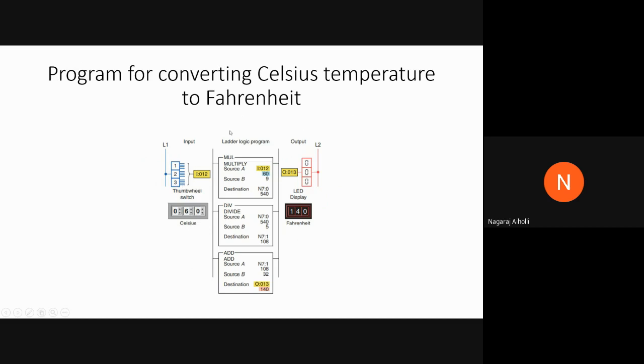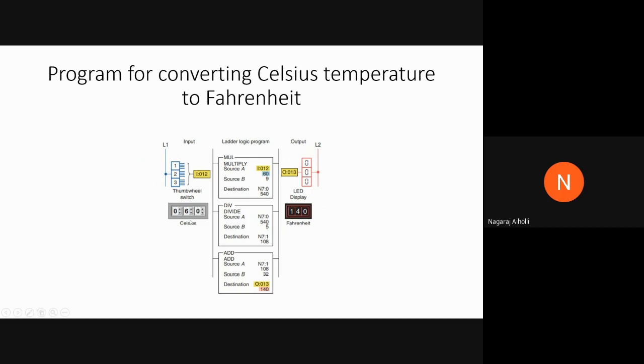This temperature has to be converted into Fahrenheit. How does the conversion take place? When the first rung becomes true, the multiplication instruction is activated. The source A here is 60, our temperature input value, that is multiplied with 9. 60 into 9 will give us 540. Then the next rung is the division operation. 540 divided by 5. Value in A is 540, value in B is 5. 540 divided by 5 is 108.